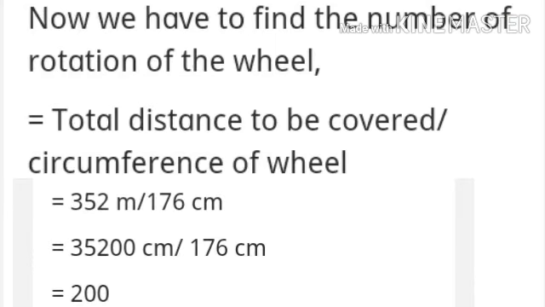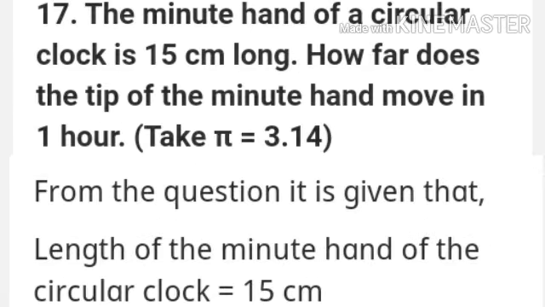Now we have to find the number of rotations of the wheel. Rotation of the wheel is equal to total distance upon circumference. So 352 upon 176. 352 meter is equal to 35,200 centimeter. So we have to divide 35,200 by 176. We get 200. So rotation of wheel is equal to 200. Okay.